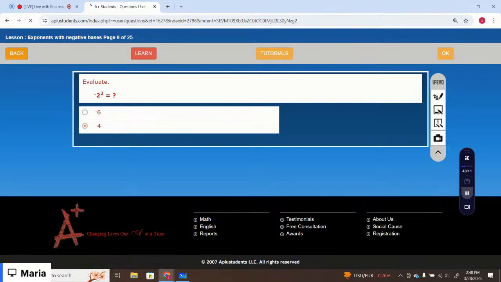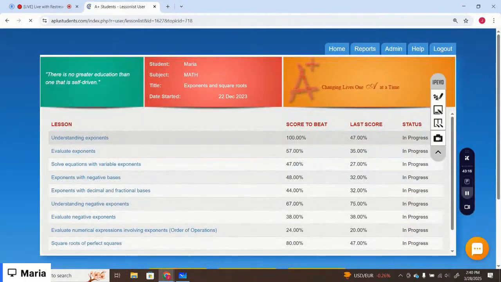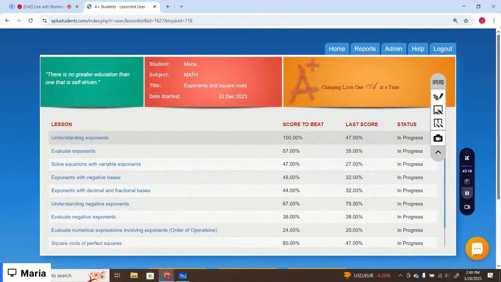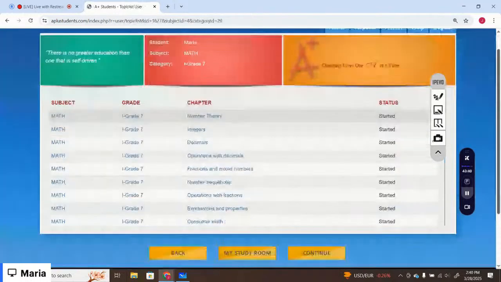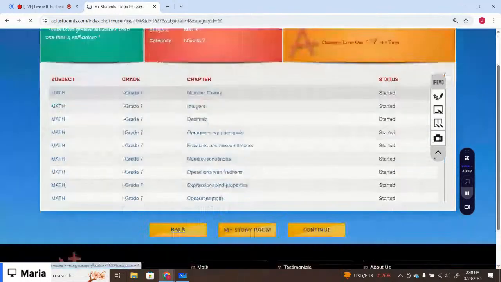So we were working on grade 7 math. The chapter we were working on is exponents and square roots, and the lessons we have covered today are understanding exponents, evaluating exponents, solving equations with variable exponents, and exponents with negative bases. So please make sure before the next session you complete all the practice questions for the lessons we just did. That is your homework until the next session.